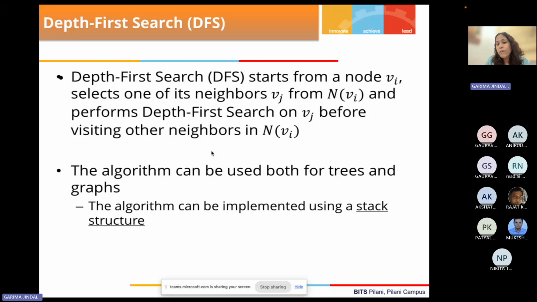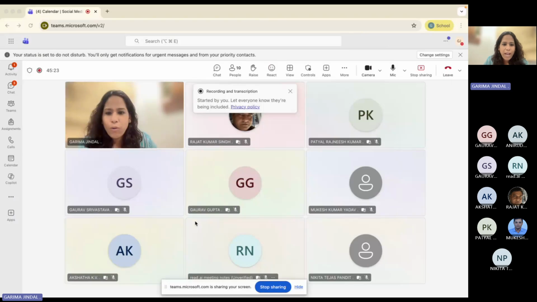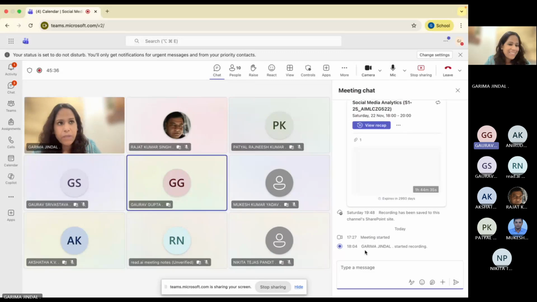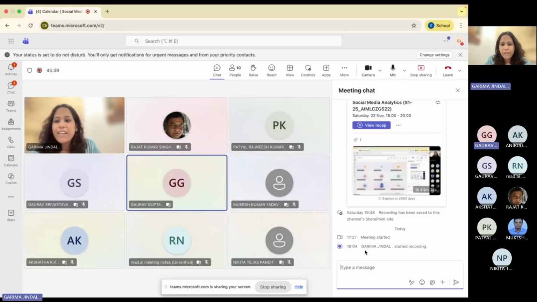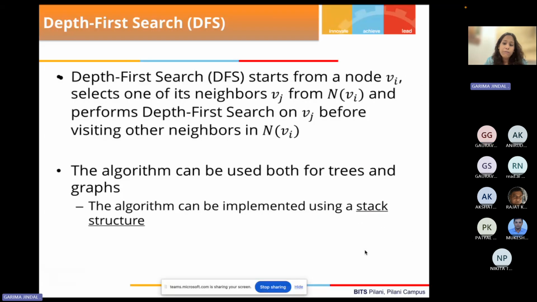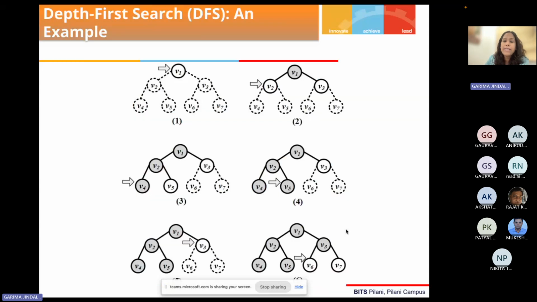Okay, so in order to implement the DFS algorithm, we require a stack structure. If you have covered the algorithms, can anyone tell me what a stack is? First in, first out. Oh, sorry, last in, first out data structure. Right. So we will be using a last in first out data structure in order to implement the depth first search algorithm. Let us try to understand with the help of this example.